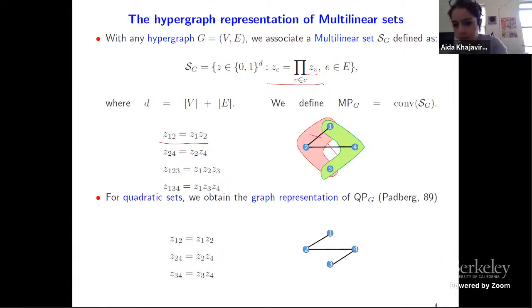that people use graphs to study those problems all the time. And indeed, this hypergraph representation, in case you're looking at bilinear sets, just simplifies the graph representation that people like Padberg and others have used to study the Boolean quadratic polytope. So here you can see an example.